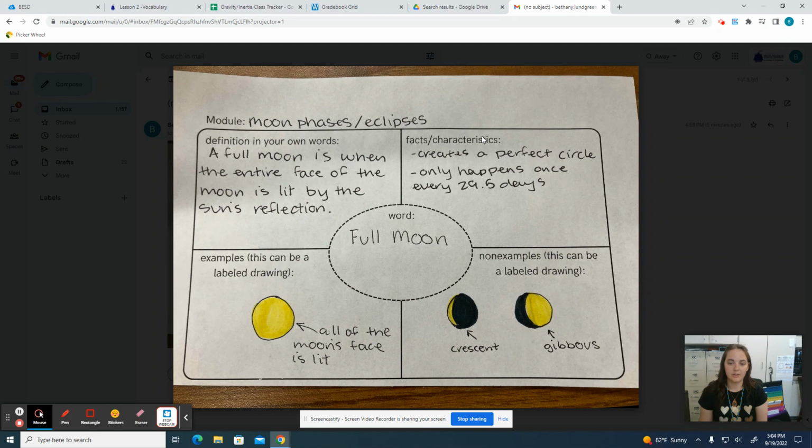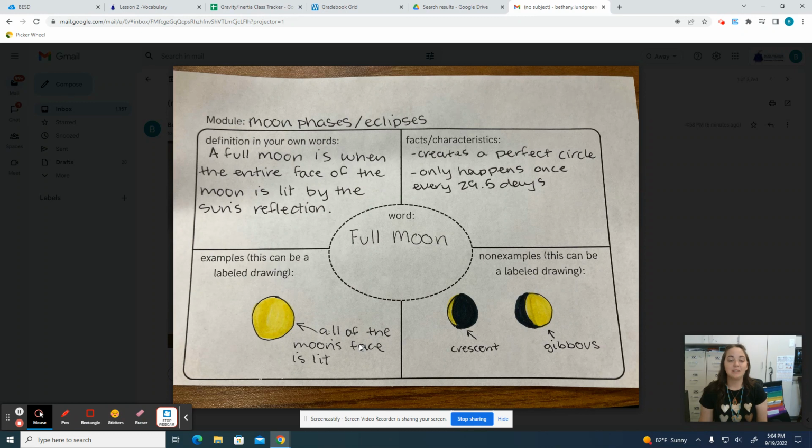Then the facts and the characteristics. These are just added information that's important, but not part of the definition. So it creates a perfect circle, and it only happens once every 29.5 days. Then for the bottom, I did examples and non-examples. My example is a picture of the full moon. I even colored it in so that it's easier to see.